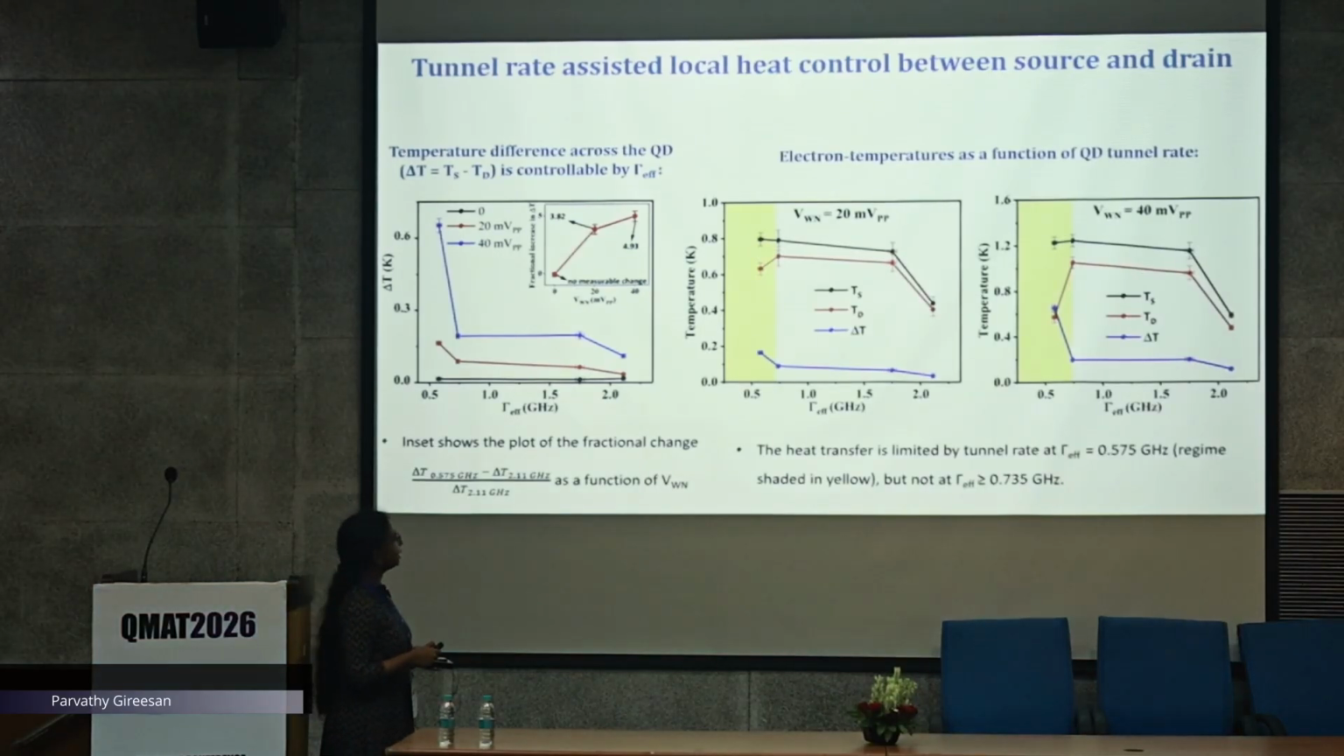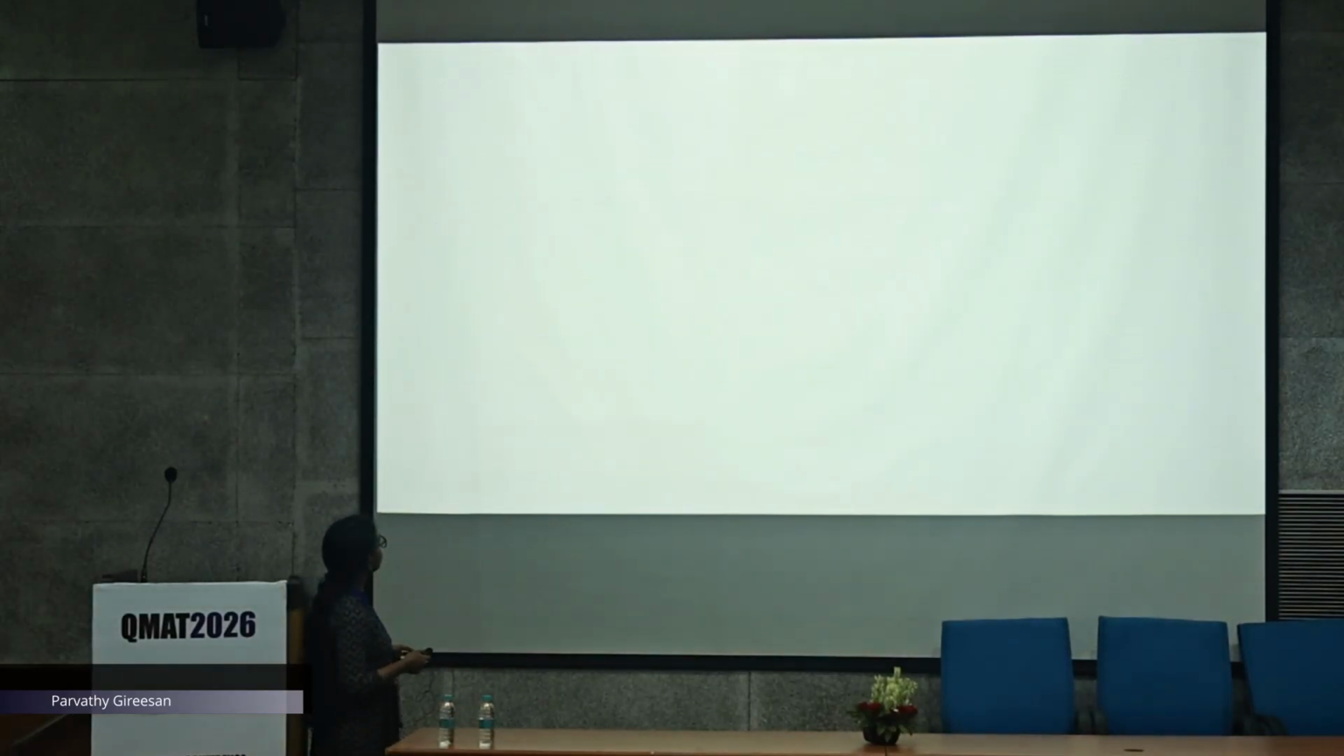These are the corresponding plots of source and drain temperatures for this data, and the sudden increase in the drain temperature in the regimes shaded in yellow suggests that at the lowest tunnel rate of 575 megahertz, the heat flow to the drain side was restricted by the tunnel rate, which is lost from the next data point of 735 megahertz onwards.